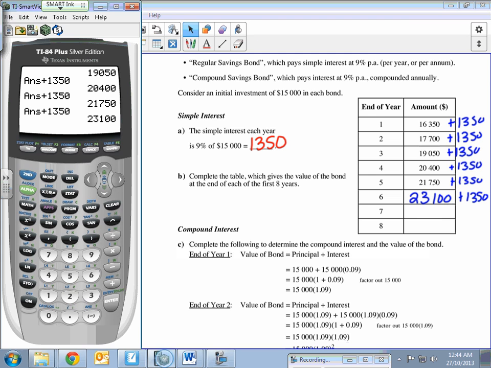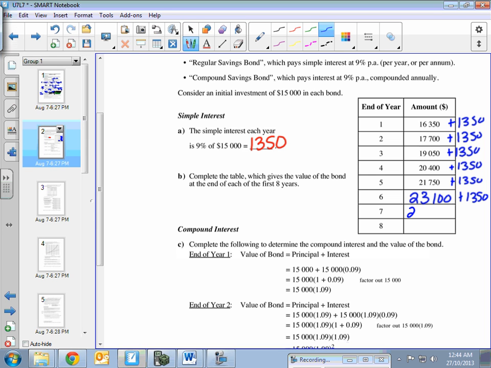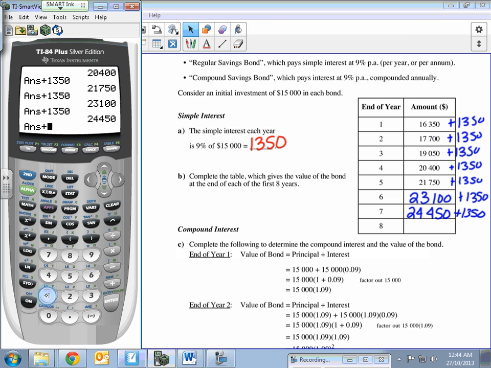Okay, so let's add 1350. Enter. 24,450. And then I'm going to add 1350 again. The last time. Plus 1350. Enter. $25,800.